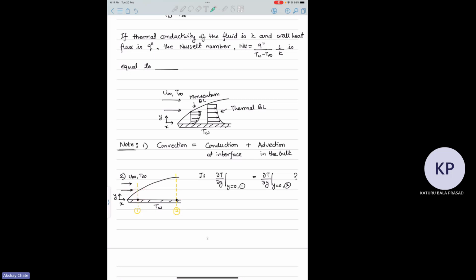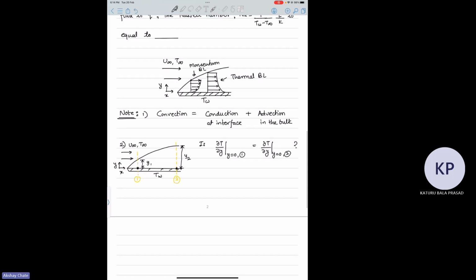So basically what I'm trying to say here is, if you consider this as y1 and this as y2 length, here your del t by del y essentially corresponds to delta t divided by y1. Delta t is nothing but t wall minus t infinity. I should write directly t wall minus t infinity.